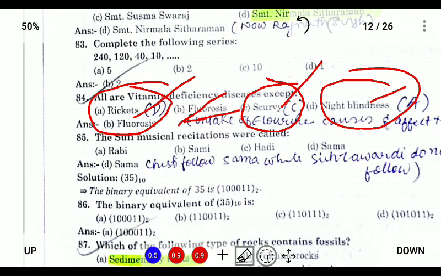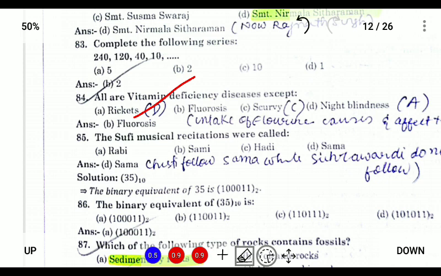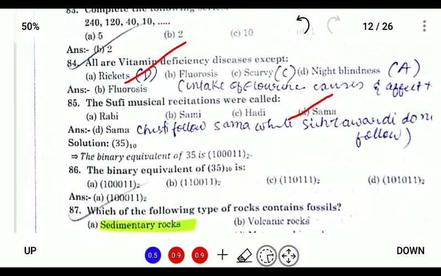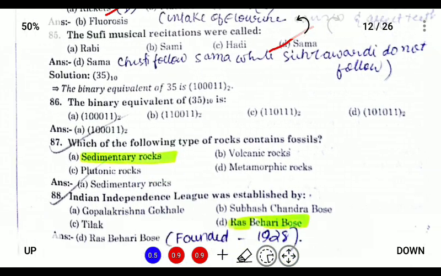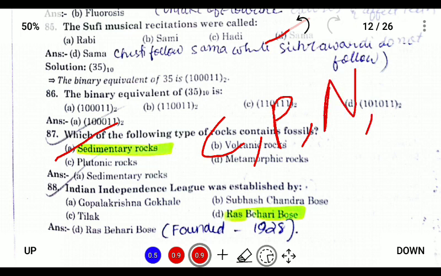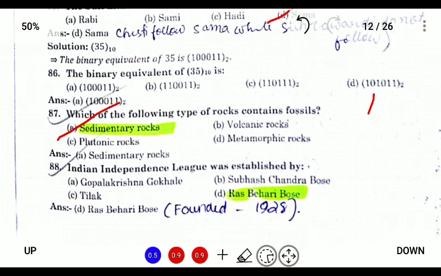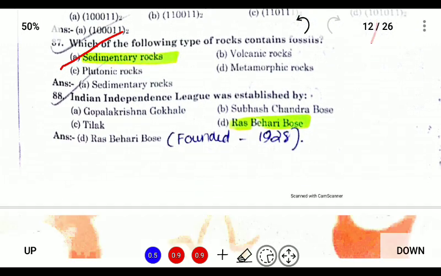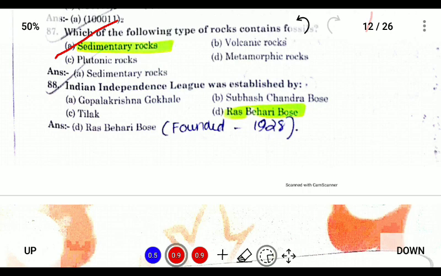Next, the Sufi musical recitation is called sama. So sama is the Sufi musical recitation. Next, which of the following types of rocks contain fossils? So sedimentary rocks are those rocks that contain fossils like coal, petroleum, natural gas and all other minerals, organic materials. The rest of the rocks are hard rocks where the formation of fossil is not possible. The Indian Independence League was formed by Rash Behari Bose, and it was founded in 1928.